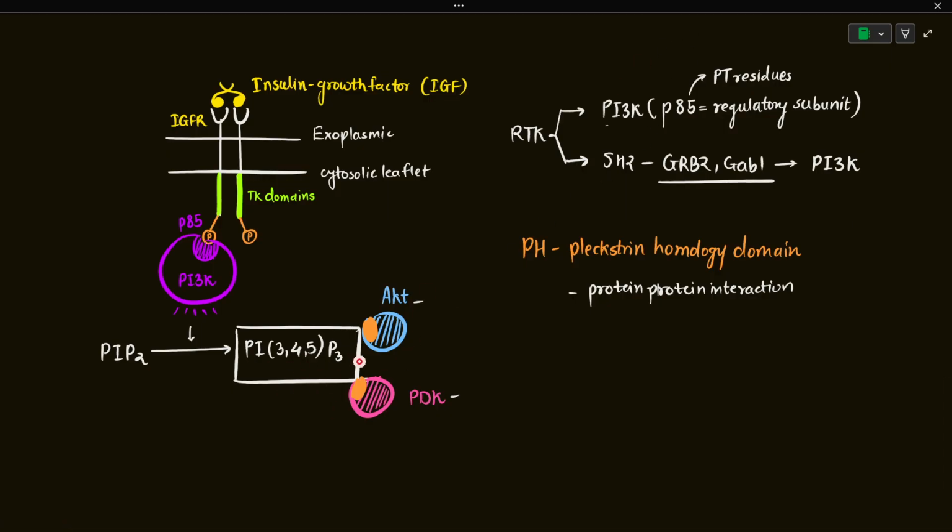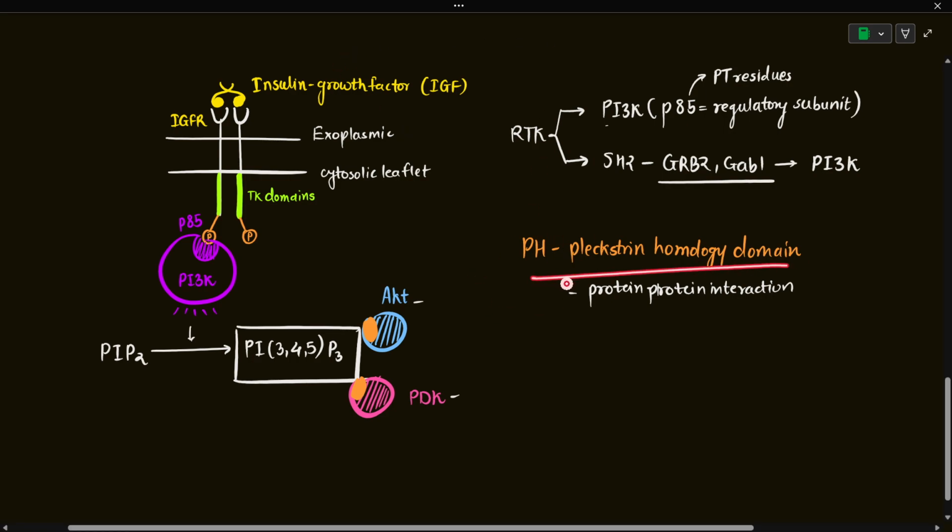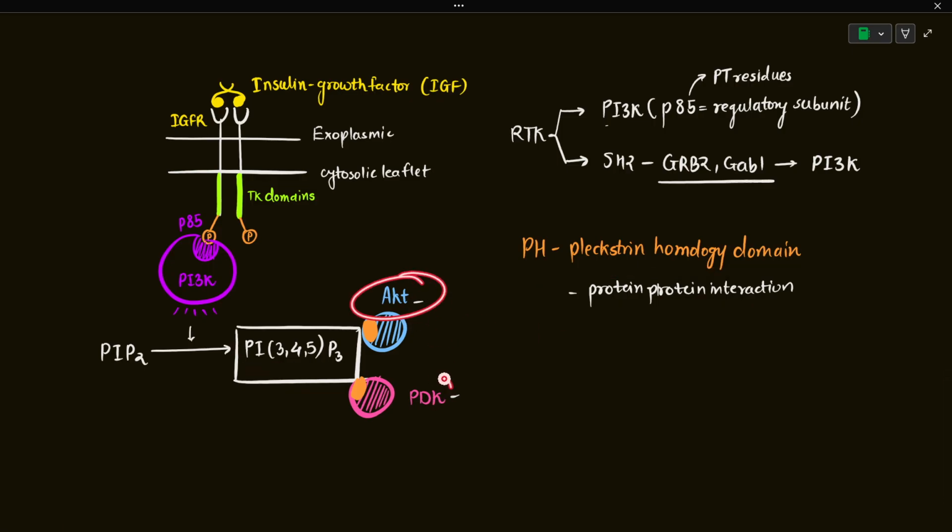And this is the reason why not all PIP3 are occupied with AKT and PDK, because not all PH domain containing proteins adhere themselves to PIP3. But the presence of this PH domain in the AKT and PDK makes them highly specific to PIP3, because PIP3 can interact with this PH domain. So note down this point, that PIP3 has the capability to interact with the PH domain.